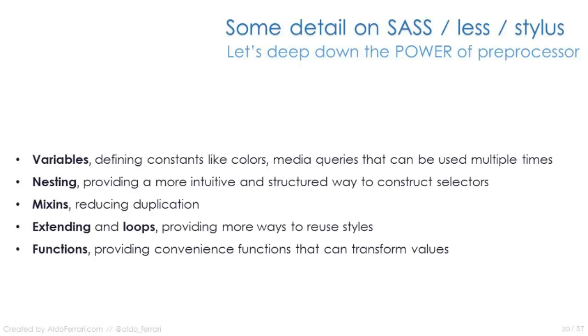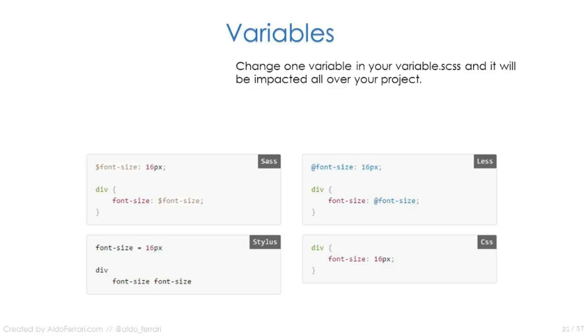And after, you can extend, you can have if or else, you can have loops, and you can have functions. Functions are precise functions already created in the language, in Sass. Sass has its own functions, Less also, and Stylus too, that give you the ability to change something. For example, there are functions to change the color, the hue of the color, the saturation of the color, and so on.